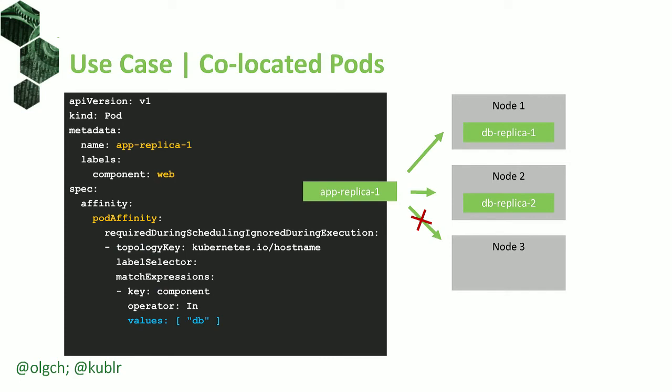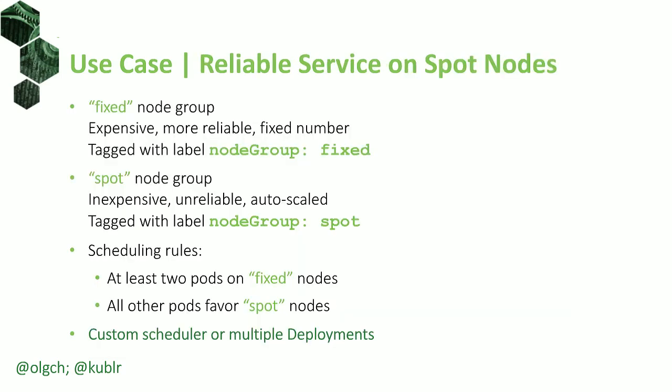Another example, which I already mentioned, is collocated pods. For example, you already have those database instances distributed across multiple nodes, and now you run a different group of pods, an application, and you want, if possible, to run those application pods as close to the database replicas as possible. So you can use pod affinity, and that may be preferred or required as well, depending on whether this works for your specific requirements.